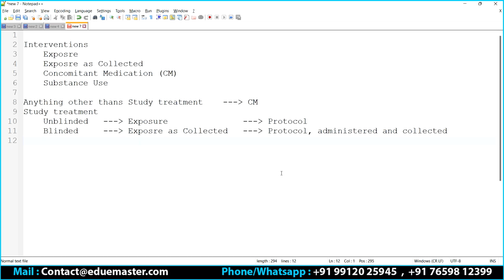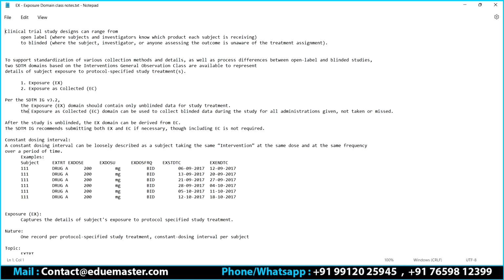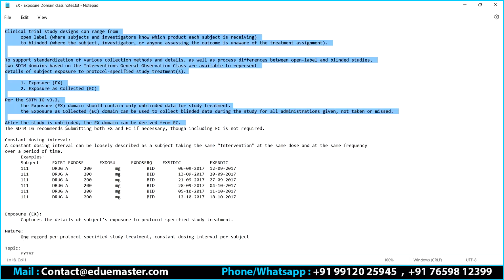Then what are the behavioral aspects of the subject? That will go under your substance use. That we are going to discuss tomorrow. So today we will start our discussion with your blinded data, how you are going to collect your blinded treatment data, and what is called exposure as collected. Correct? So these details I already gave you yesterday.